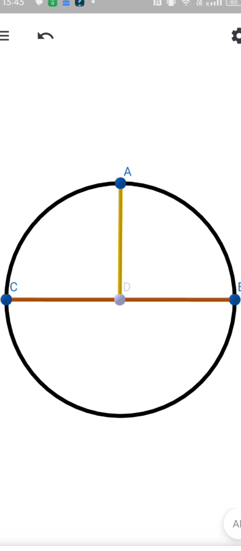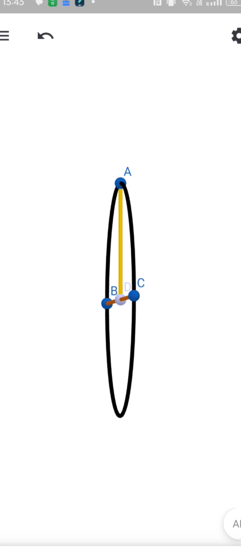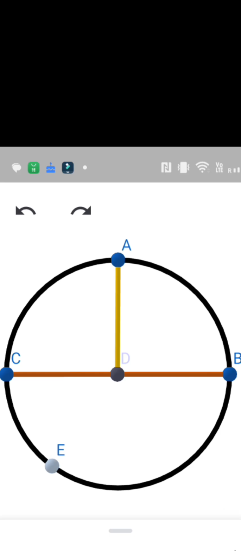If we join center point to any point on the circumference, then that line or segment is the radius of the circle. So here you can see we have joined 2 points A and D, where A is any point on the circumference and D is the center of the circle. That is why AD is the radius of the circle. Here you can see why radius is half of the diameter.